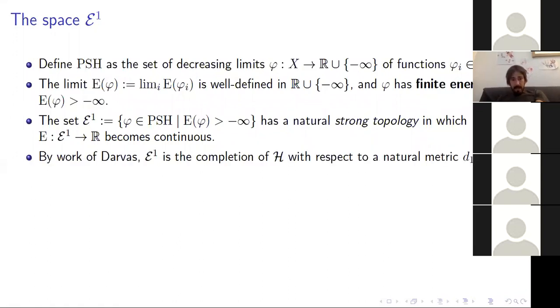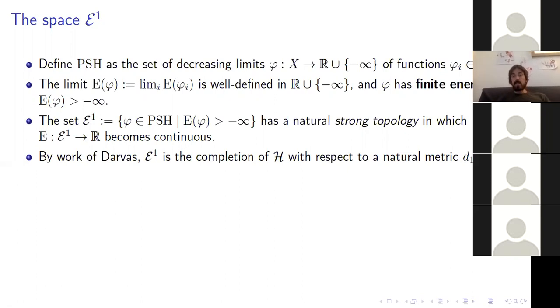And so here we have important work of Darvas, who proved that this space E1 with a strong topology is in fact metrizable by a very natural metric d1, sort of Finsler metric, and it's complete with respect to this metric. So you can understand E1 as a completion of script H, the space of Kähler potentials, with respect to a canonically defined metric d1.